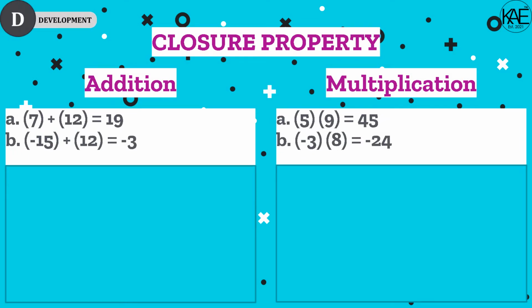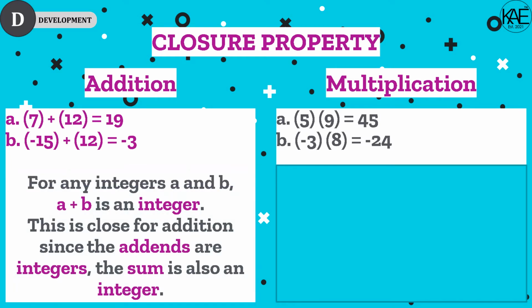Let us first have the closure property for addition. Example, 7 plus 12 is equal to 19. Negative 15 plus 12 is equal to negative 3. The closure property of addition states that for any integers a and b, a plus b is an integer. This is closed for addition since the addends are integers. The sum is also an integer.